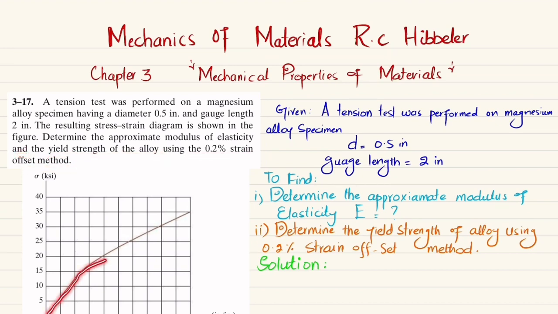So you can see this is a stress strain diagram for magnesium alloy. Initial diameter was 0.5 inch and the gauge length is 2 inch. The gauge length is the length over which we perform this tensile test. So this is the resultant stress strain diagram. You have to find the modulus of elasticity, and then using the 0.2% strain offset method, you have to determine the yield strength. So let's start with the solution.